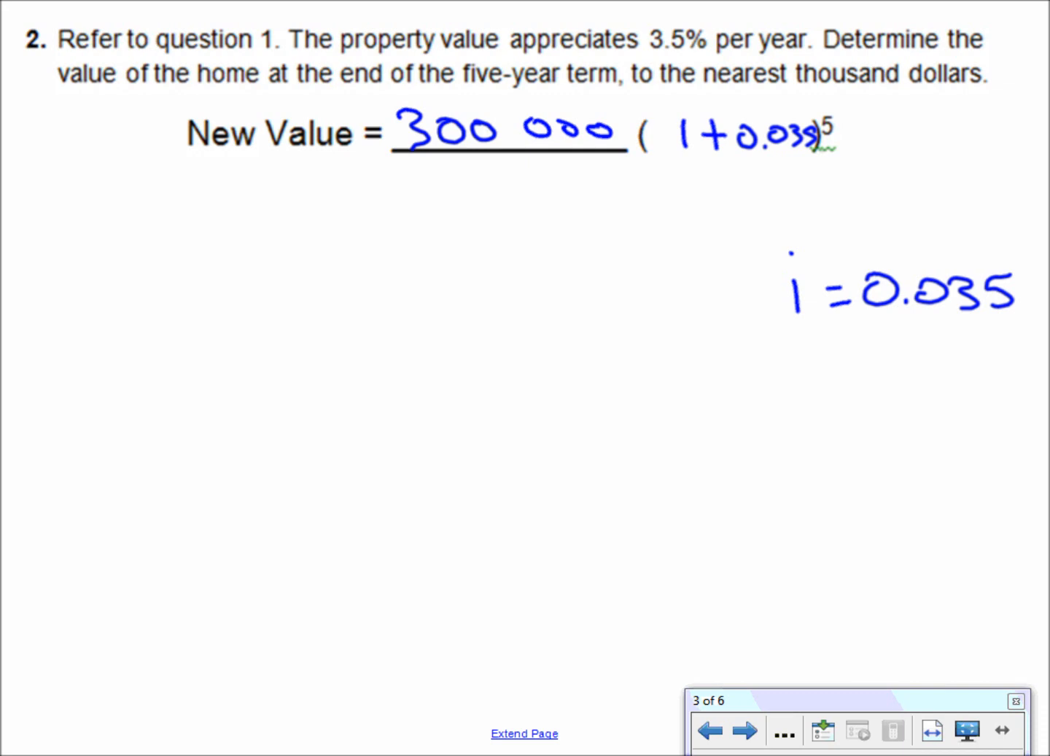Again, this is why you want a second calculator. Mine doesn't do exponents. We have more than enough graphing calculators, so just grab one.